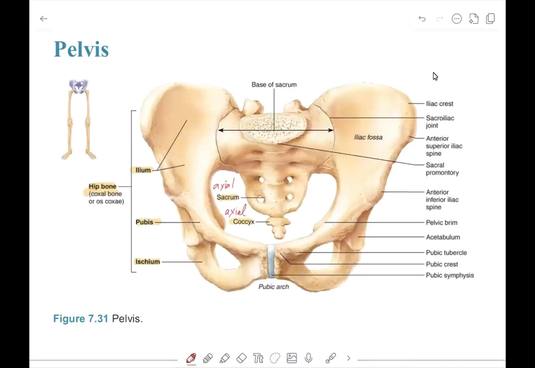So where the axial and appendicular skeleton meet is the sacroiliac joint. When you put your hands on your hips, you are putting your hands on your iliac crest.